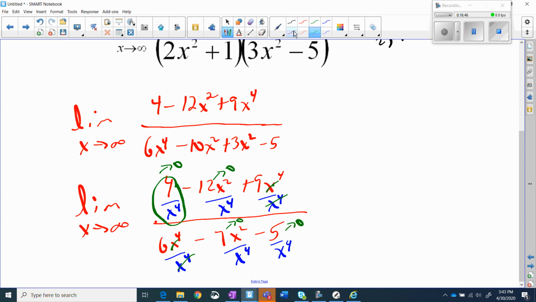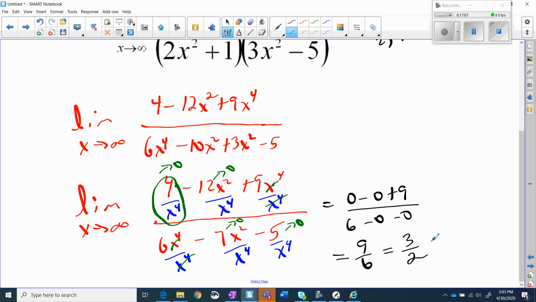So our final answer here is going to equal 0 minus 0 plus 9 because they canceled out here. They also crossed out here, leaving me with a 6. And then I had 0 and 0 here, leaving me with a 9 in the numerator, 6 in the denominator. That reduces to 3 over 2 if you divide them both by 3. Okay, so that is how you approach it if you've got a rational expression.